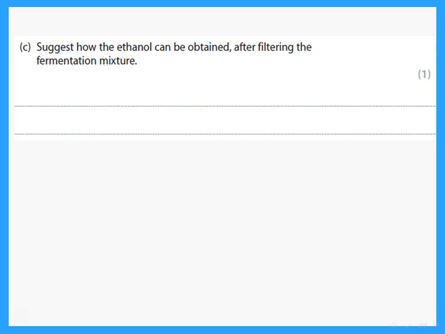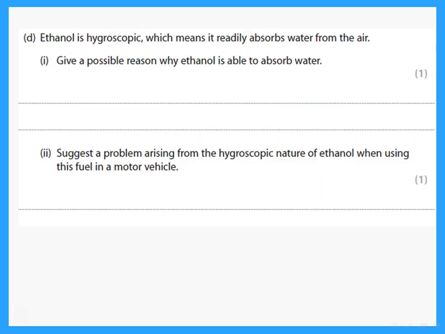Suggest how the ethanol can be obtained after filtering the fermentation mixture. Remember that once we filter the fermentation mixture and get rid of the yeast, I now have a mixture of ethanol and water. So, how do we separate it? By fractional distillation.